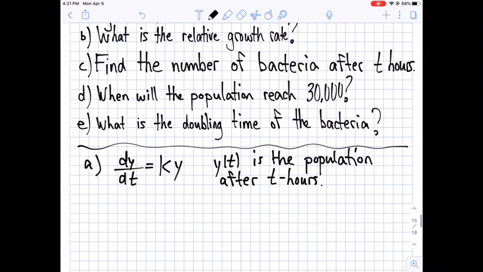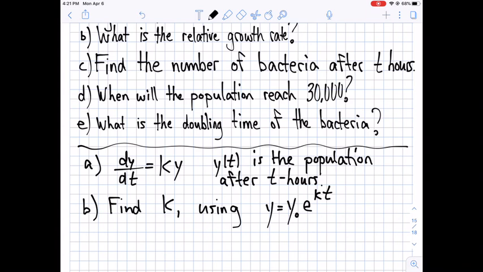So fine. Let's take a look at B. What is the relative growth rate? Really what this is asking us to do is to find the constant k. So we don't need to take this differential equation and solve it. We know what the solutions are going to look like. Here what we can do is assume that our population function is going to be y0 multiplied by e to the kt.